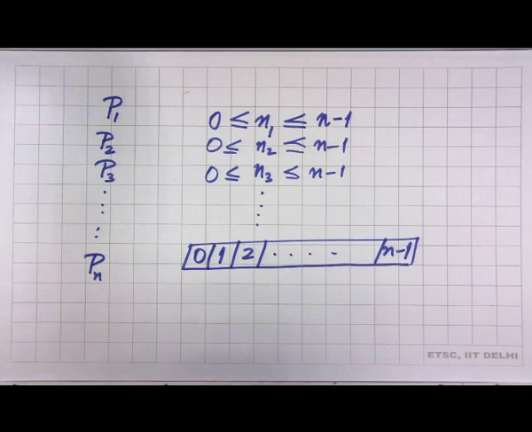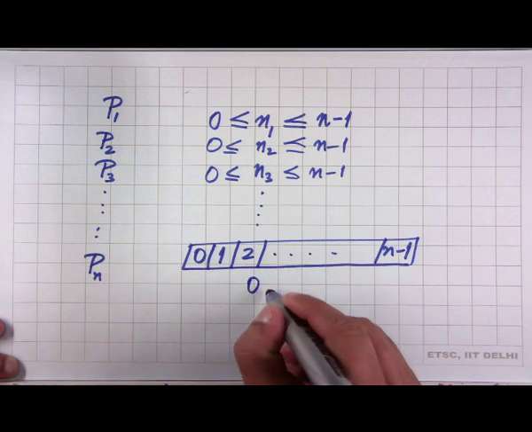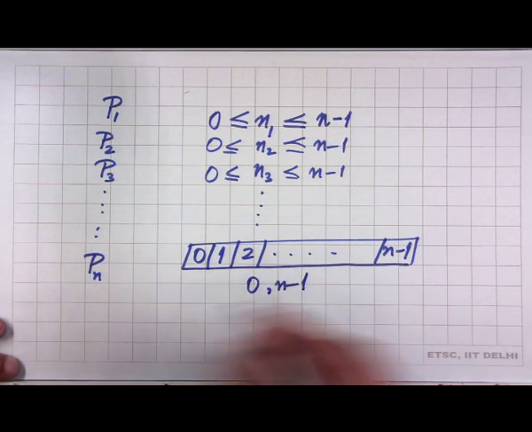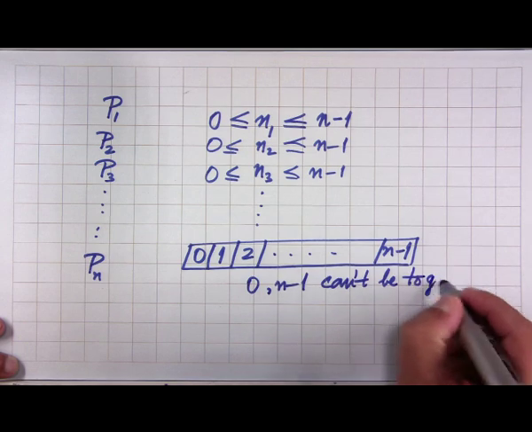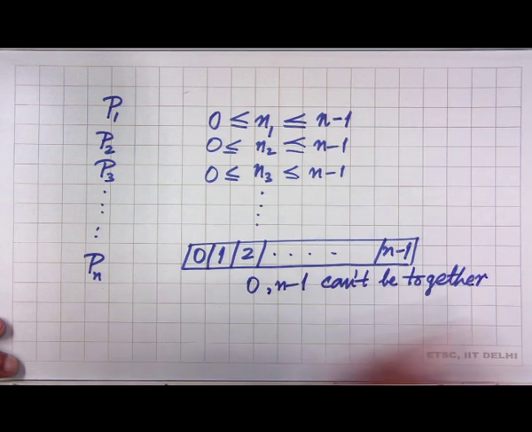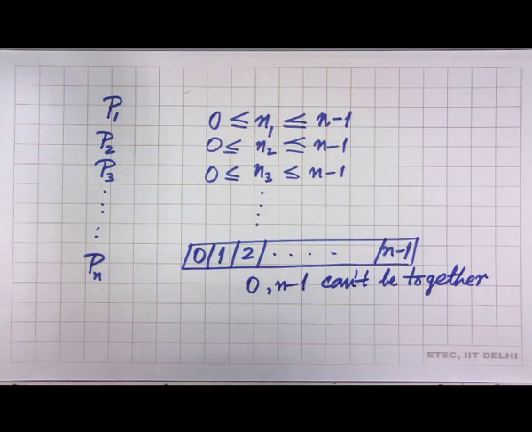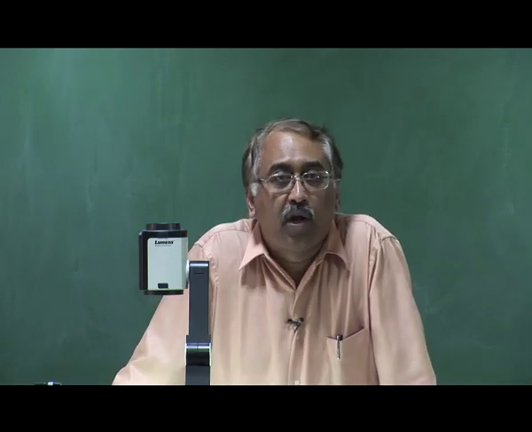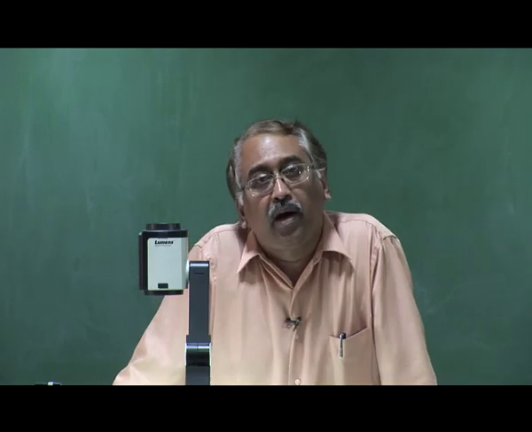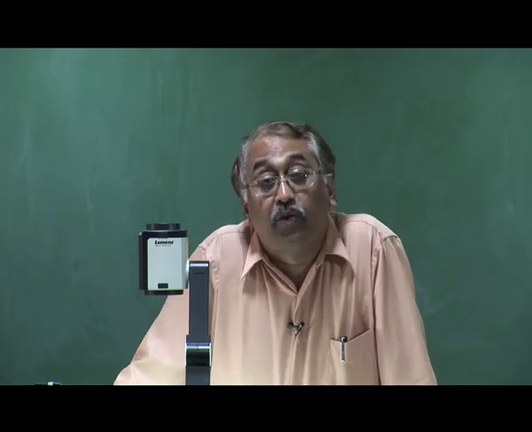So let's see how we can amend that situation in this particular problem. Well, it so happens that you can't have the situation of 0 and n minus 1 going together. I'm going to write "0 and n minus 1 can't be together," and explain what I mean. If you look at the collection of numbers n1 and so on, which denote the number of people each of these persons know, it's not possible that one of these ni's is 0 and another ni is n minus 1.